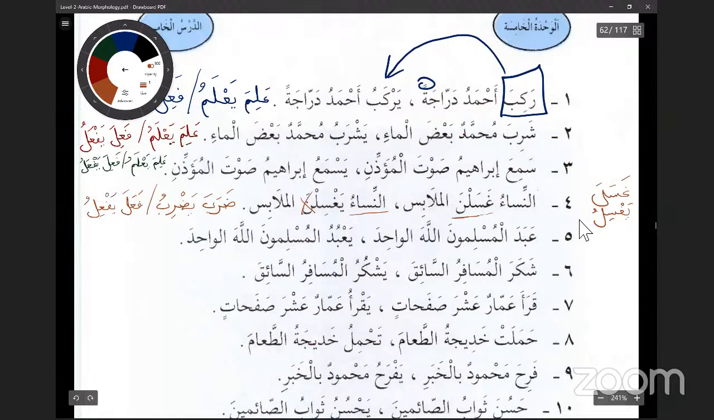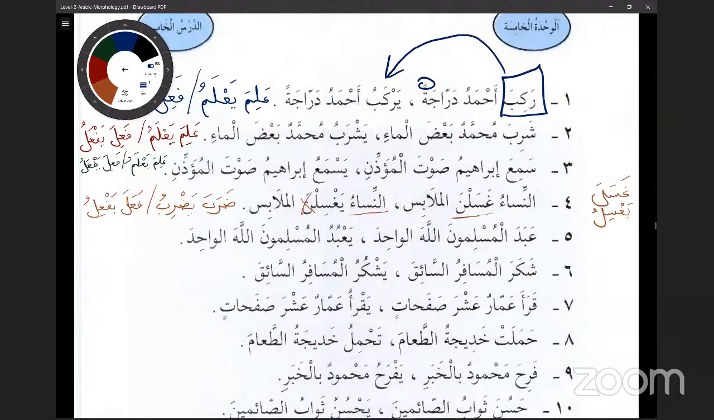Ameen. So then we have number 5 over here. If number 5, we can get the next, Ahmed. Ahmed Hisan. السلام عليكم أستاذ. عليكم السلام ورحمة الله وبركاته. يعبد المسلمون الله الواحد. The Muslims worship Allah only.